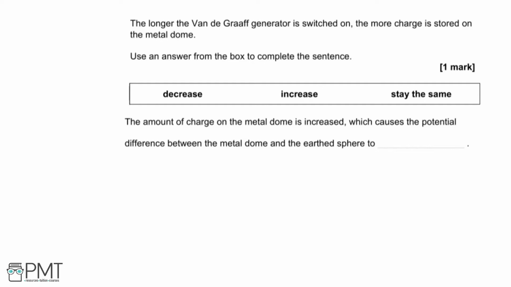So the charge on the earth sphere is going to stay constant and the charge on the metal dome is increased. So the difference in charge is going to increase. So this means that the potential difference between the metal dome and the earth sphere will increase.